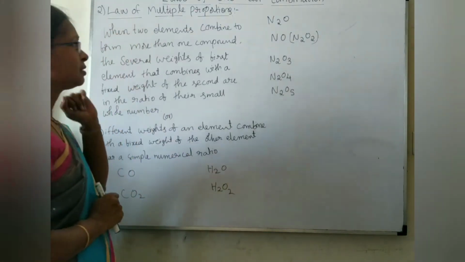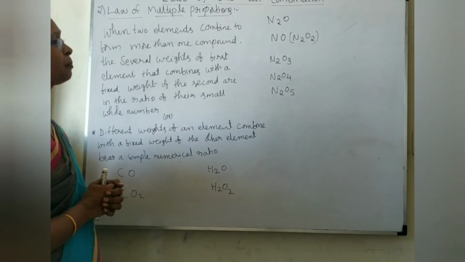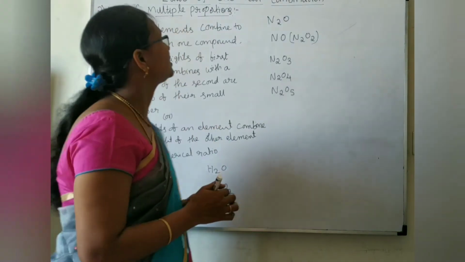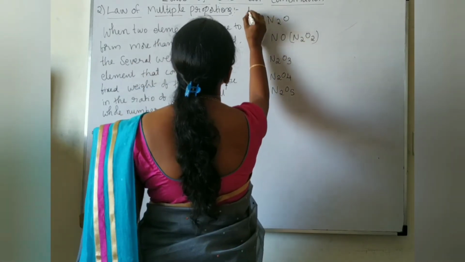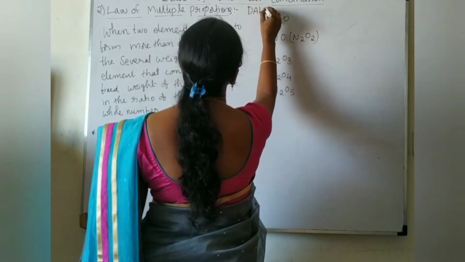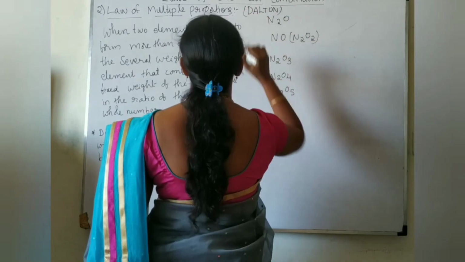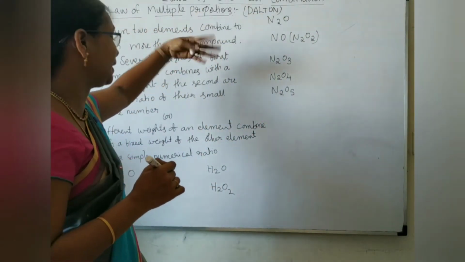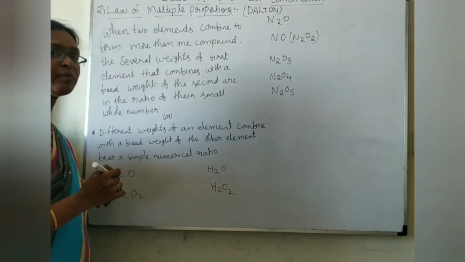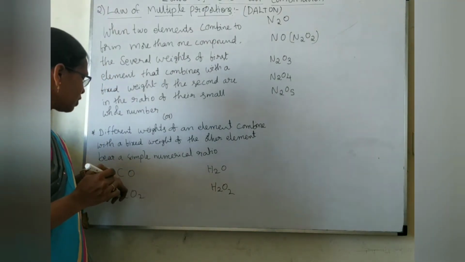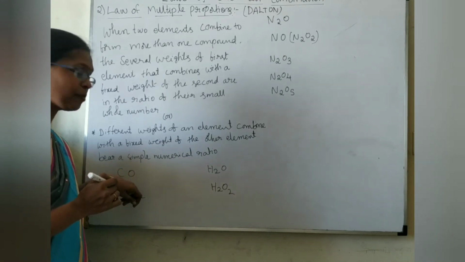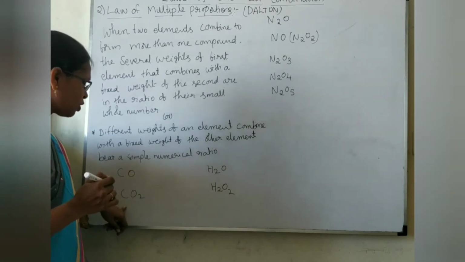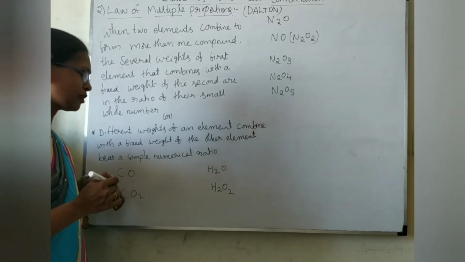Next one, law of multiple proportions. This was given by Dalton. Law of multiple proportions was given by the scientist named Dalton. So the name itself, multiple proportions, multiple means many. Like you take carbon monoxide, 1 carbon and 1 oxygen is forming. This is one compound. And carbon dioxide you take, one carbon with two oxygens. Two different compounds are forming.